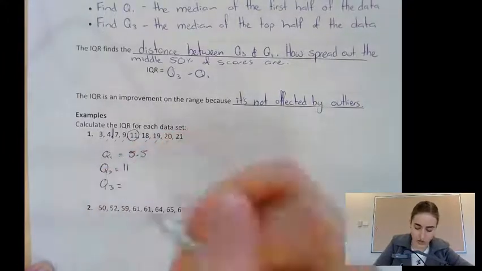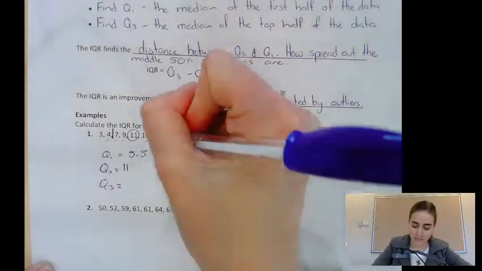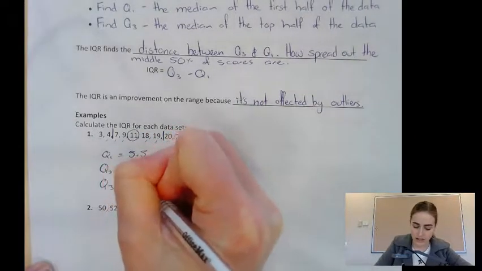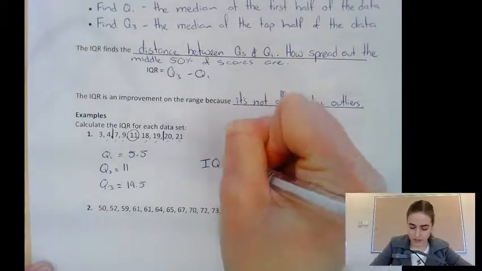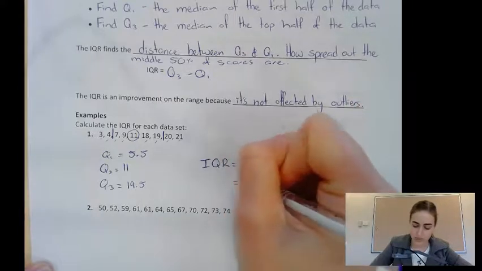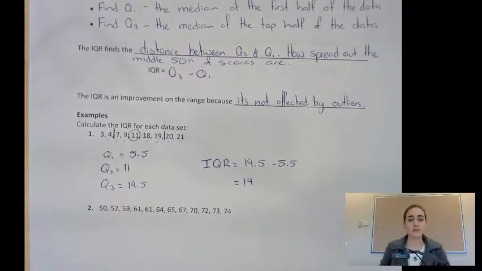And then to find Q3, I'm going to ignore the bottom half of the data, and I'm just going to look at those top 4 scores there. And again, the median of that section would be between the 19 and the 20. So our Q3 would be 19.5. That means that my interquartile range is going to be 19.5 minus 5.5, which will give me 14. So that means there's 14 units between our Q3 and our Q1. So 14 units is the spread of our middle 50% of scores.